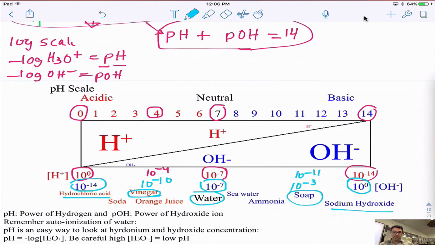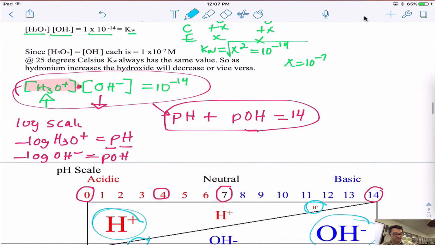Notice that even in the case where you have something that's highly basic, there's still a little bit of H plus there. And even in the case where you have something that's highly acidic, there's a little bit of OH minus there. You're never going to completely get rid of one of the ions because you'll always have some of them based on this equation up here. And they'll always multiply together to be 10 to the negative 14th.